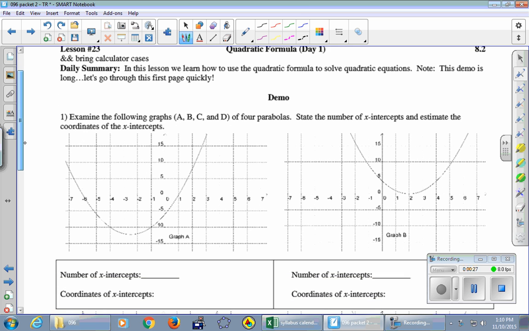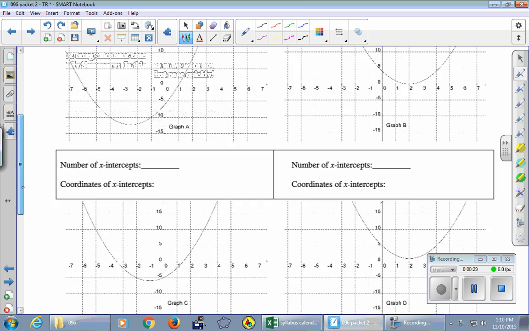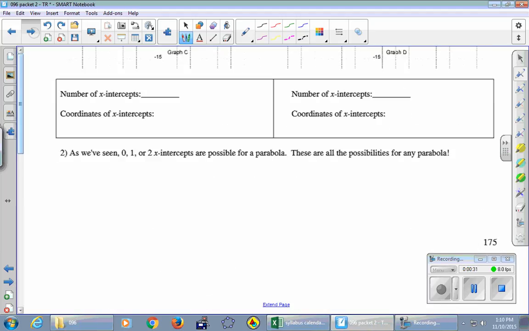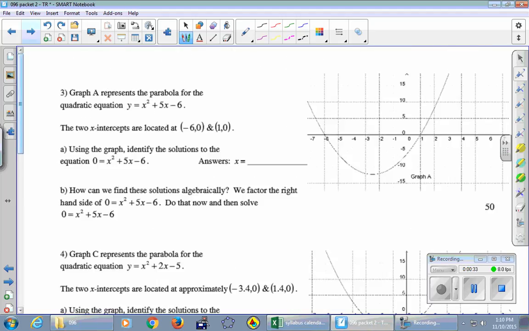It says the demo is long, and let's go through this first page quickly. So here's how quick we're going to go through it. Bam, 176. So taking a look at number 3, it says graph A, that's this parabola here, represents the parabola for the quadratic equation y equals x squared plus 5x minus 6. There's the graph. If I gave you a couple of minutes, you could come up with that graph on your own just from the equation. That's exactly the kind of thing in the activity that you were working on.